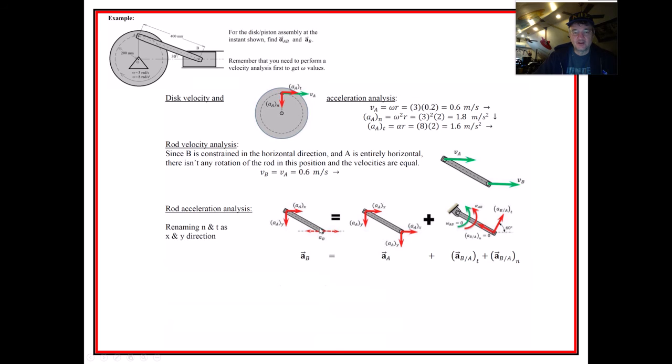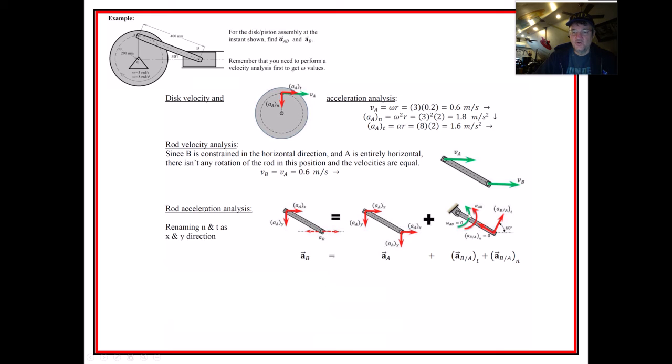So we say the acceleration of B, which we know is either to the left or the right, is going to be equal to the acceleration of A, because that's the reference. So we move the acceleration of A down to B, and then we pin A and see what the rotation is going to be. Here are the 2 different portions of that relative acceleration, the tangential and the normal. And we were careful to draw these on here.